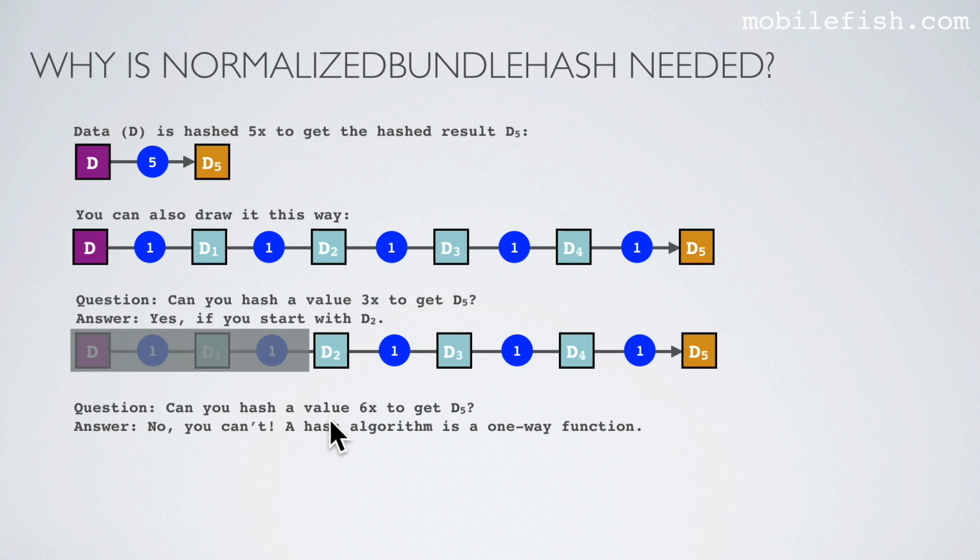Question: can you hash a value 6 times to get D5? The answer: no, you can't. A hash algorithm is a one-way function. It is not possible to get result D5 by hashing D more than 5 times.